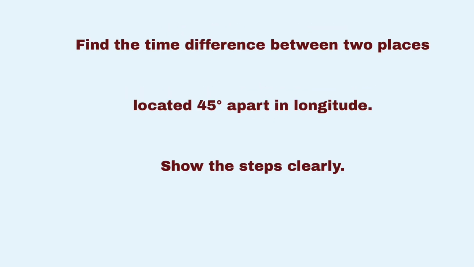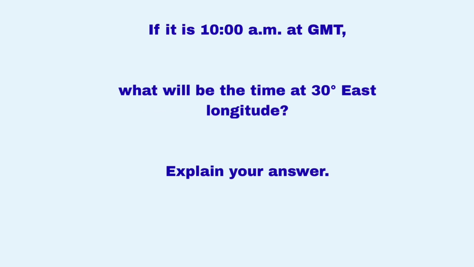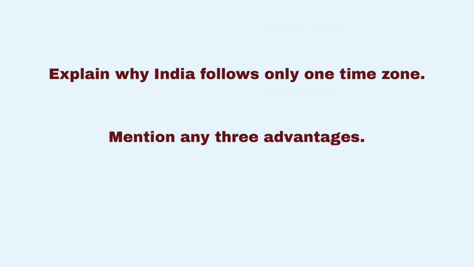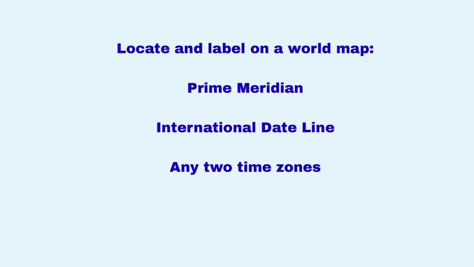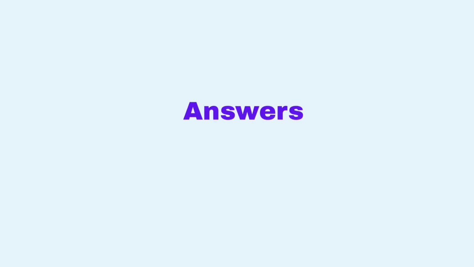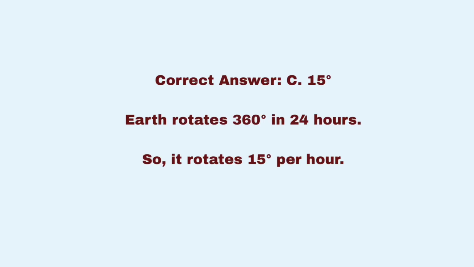Find the time difference between two places located 45 degree apart in longitude. Show the steps clearly. If it is 10 a.m. at GMT, what will be the time at 30 degree east longitude? Explain your answer. Explain why India follows only one time zone. Mention any three advantages. Locate and label on a world map the prime meridian, international date line, and any two time zones. The rest of the answers you can also tally at the back of all the slides.